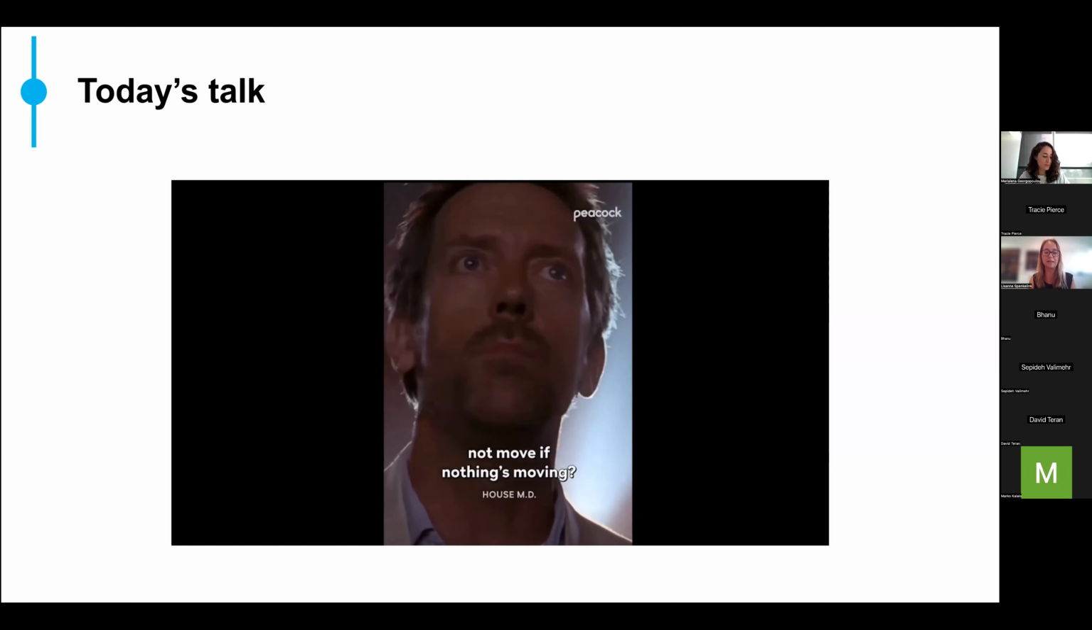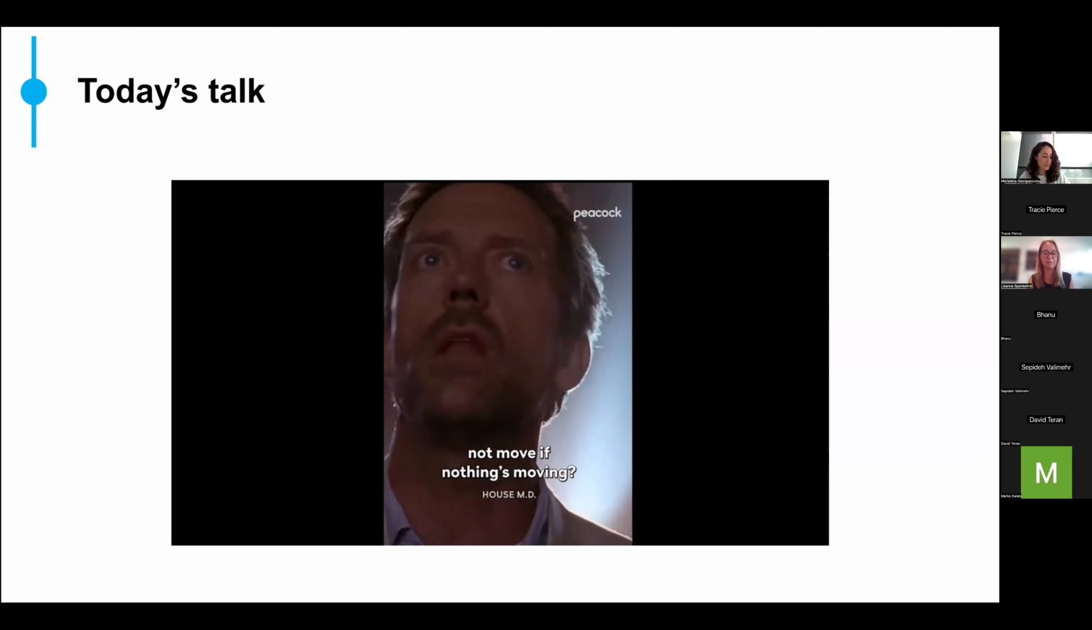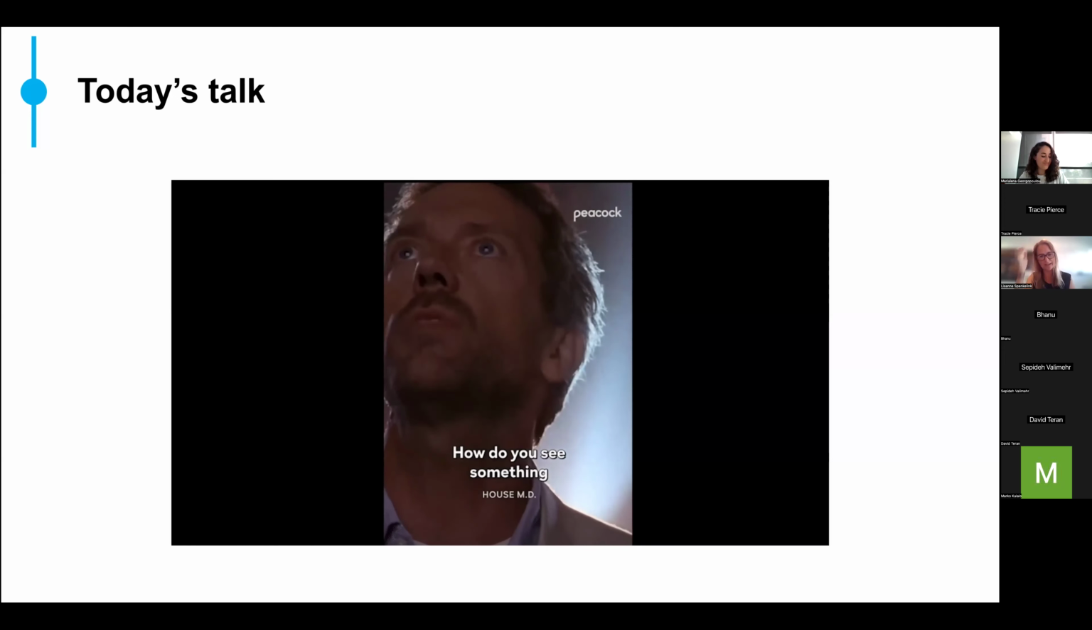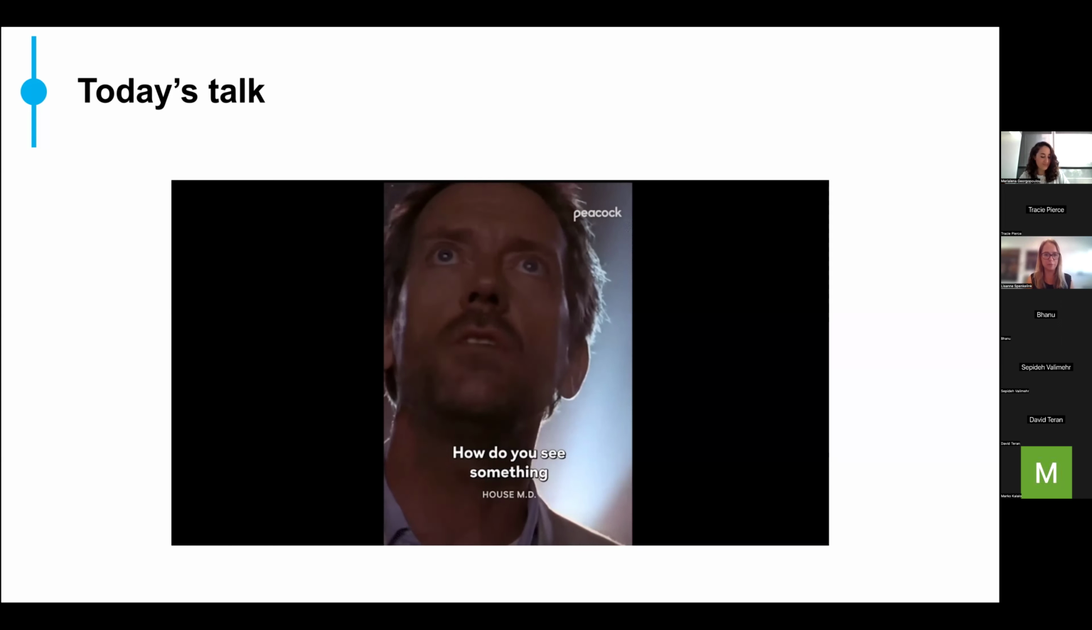So how do you see something not move if nothing is moving, which is sort of a backwards way of saying, how do you see something move if nothing is moving? So we want to visualize movement.